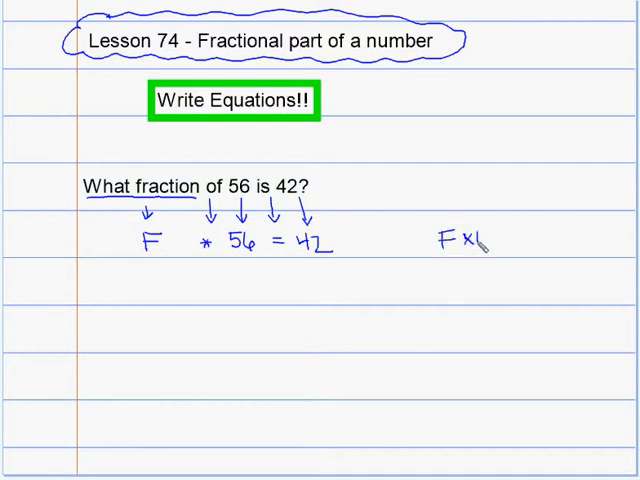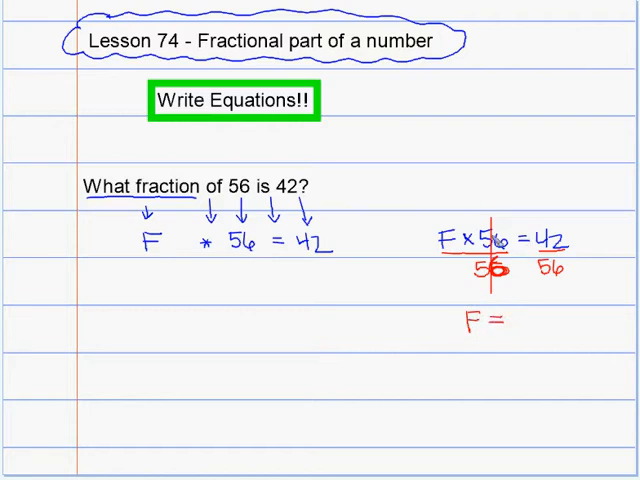F times 56 equals 42. And I start solving. So I'm going to use the inverse operation. I need to isolate the variable f. So I will divide both sides by 56. Okay, that gets that variable isolated here.